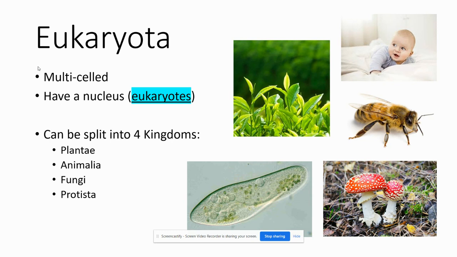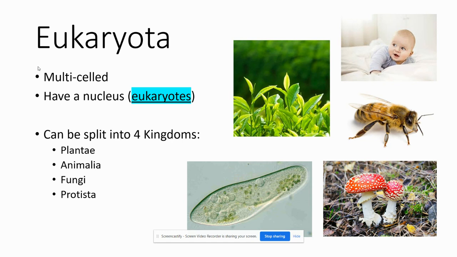The next group would be the eukaryotes. They are multi-celled, so they are made up of more than one cell, and they do have a nucleus, which means that they are eukaryotes. So there's prokaryotes and there's eukaryotes. Prokaryotes do not have a nucleus, eukaryotes do have a nucleus. And the eukaryota group can be split into 4 different kingdoms. We have plantae, animalia, fungi, and protista.